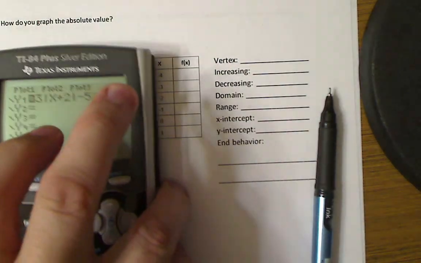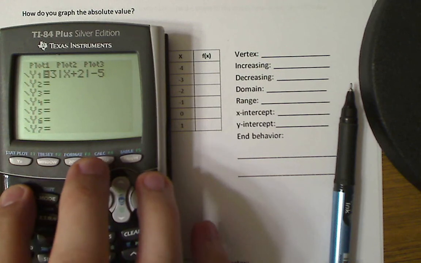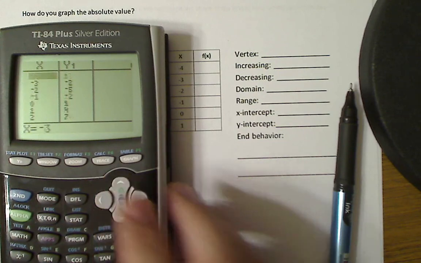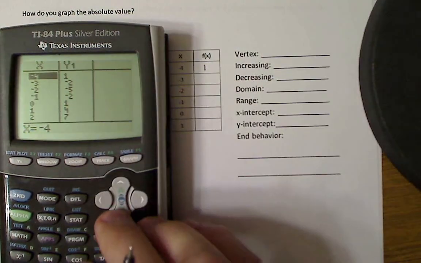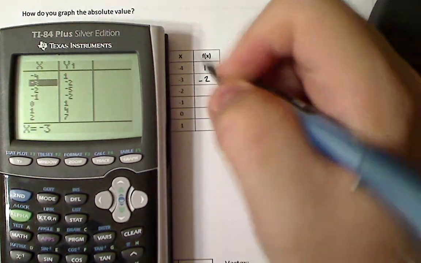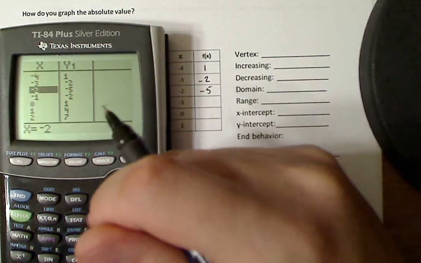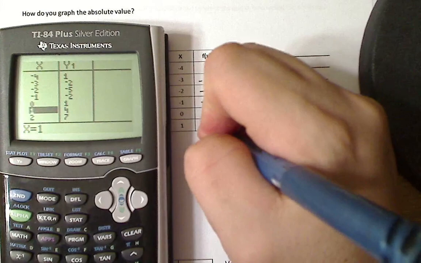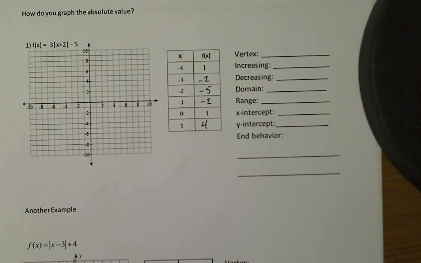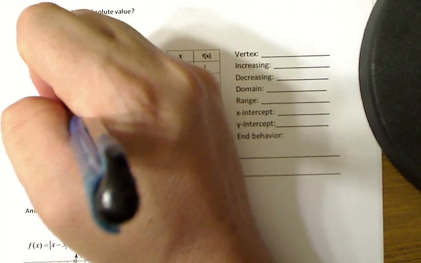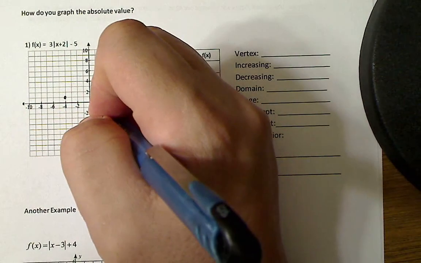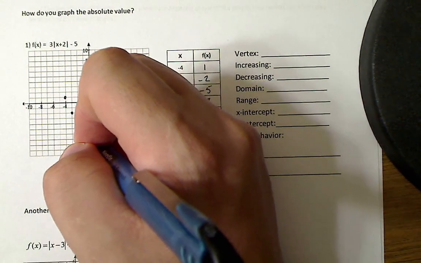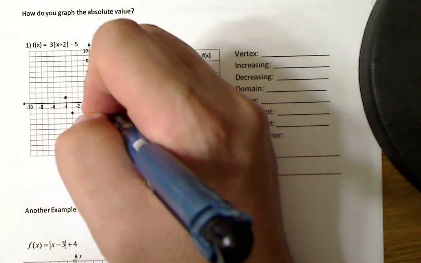I want to fill out my table real fast to do this. If you don't know how to do the table, that's fine. You go second graph to get your table, and it looks like I want to start at -4. So -4 is 1. -3 is -2. -2 is -5. -1 is -2. 0 is 1, and 1 is 4. Just like that. Now I can graph these points. There's that one, there's that one, there's that one, there's that one.